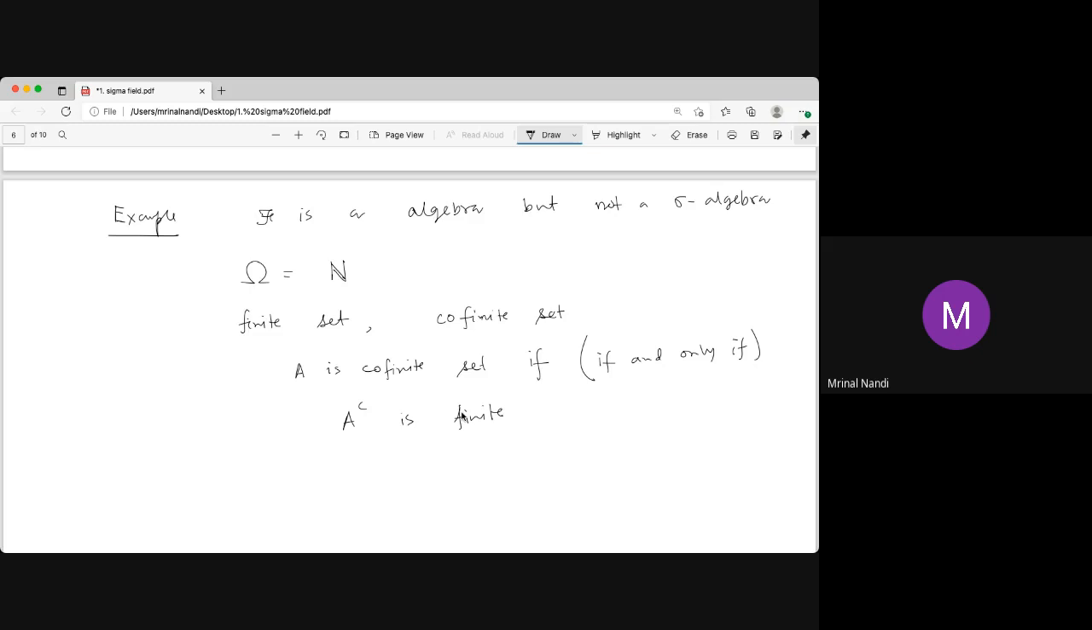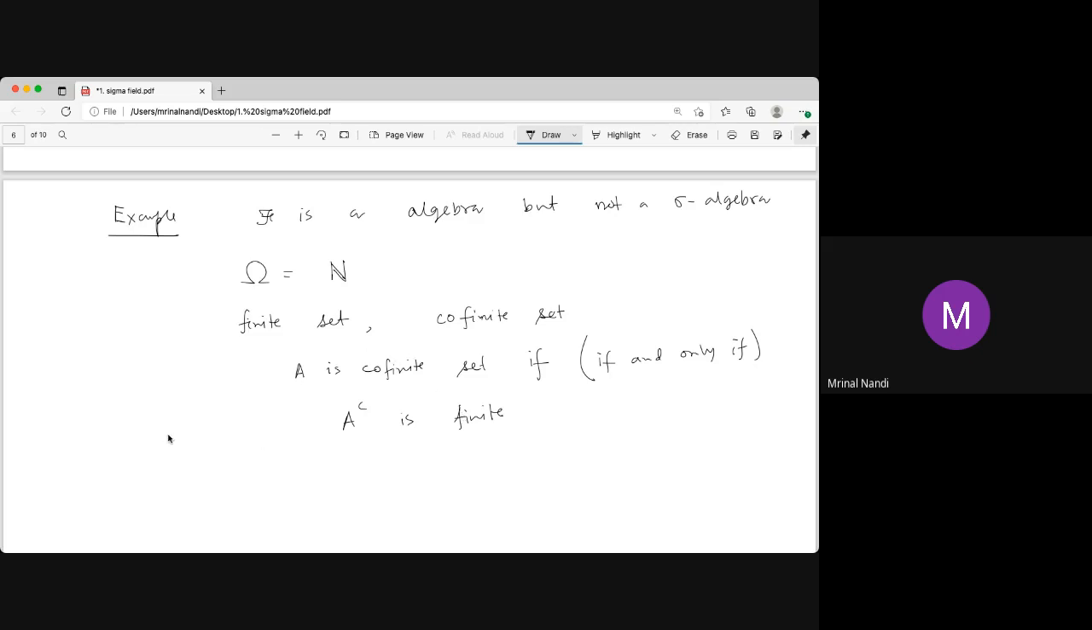But there are several sets which are not cofinite at all. There are several sets which are neither finite nor cofinite. There are sets which are not finite and not cofinite, like the set of even numbers. The set of even numbers is not finite and it is not cofinite, because the complement of the set of even numbers is the odd numbers, which is again infinite. So A is infinite and the complement is also infinite. So A and its complement are both not finite and not cofinite.